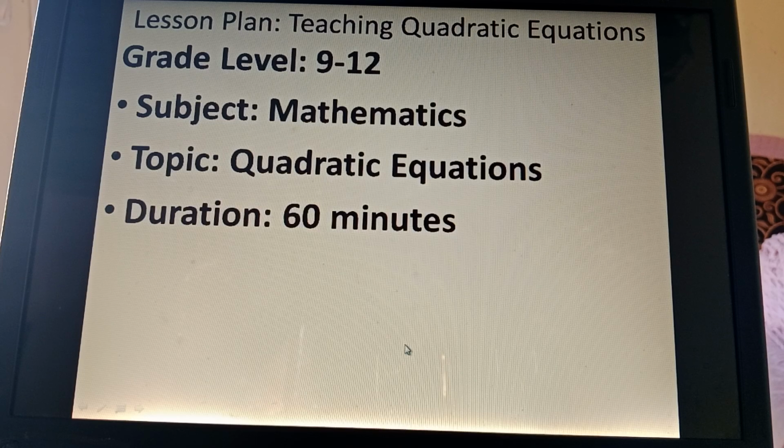The level I recommend is grade 9 to 12, because the subject is mathematics, the topic is quadratic equations, and the duration is 60 minutes.